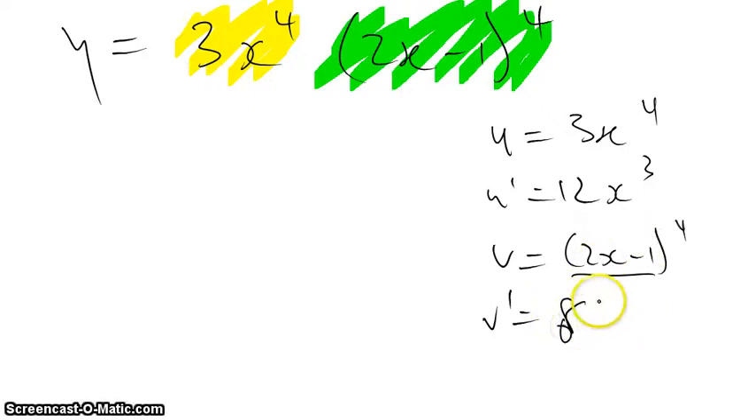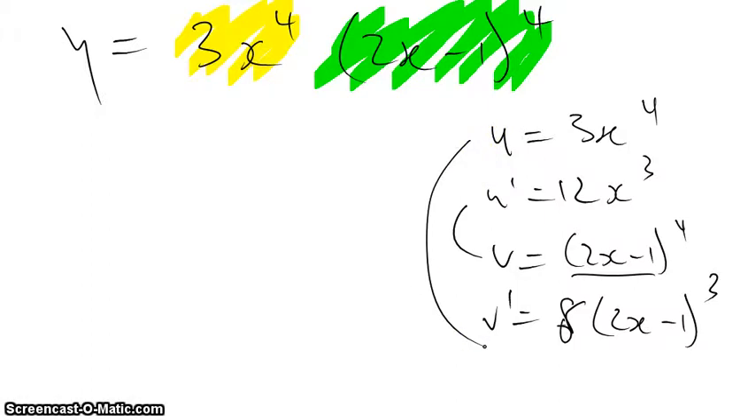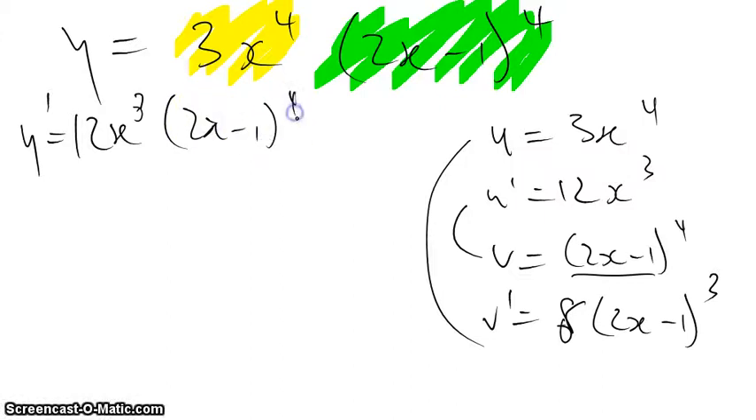Well, you can do this in 2 lines, of course: 2x minus 1 to the 3. So U dash V plus U V dash. Something else very important we have to do to this. When we get to it, I'll show you. 12x cubed times 2x minus 1 to the 4, plus 8 times 3, 24x to the 4, times 2x minus 1 to the 3.